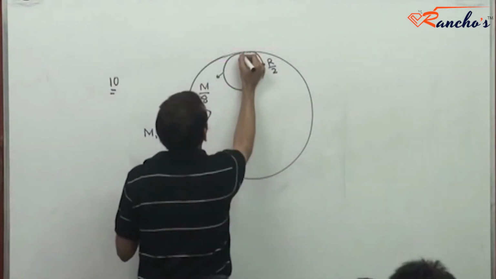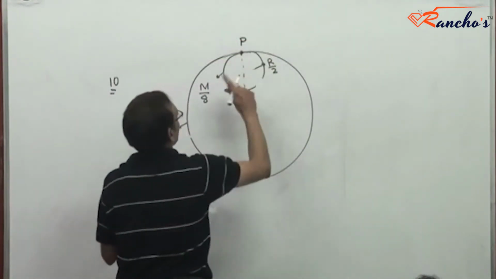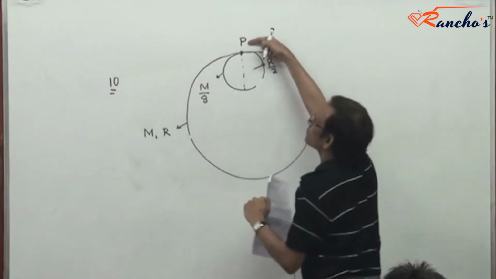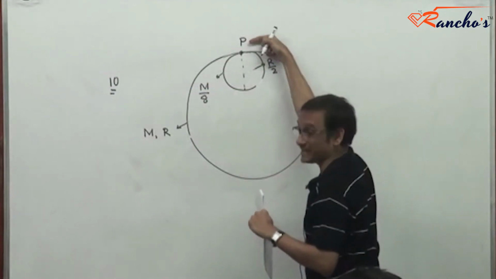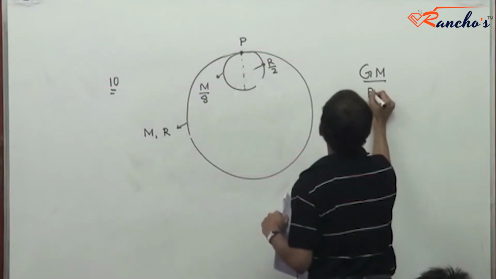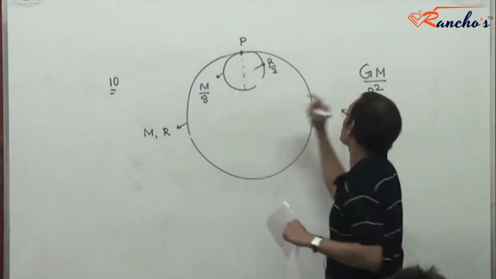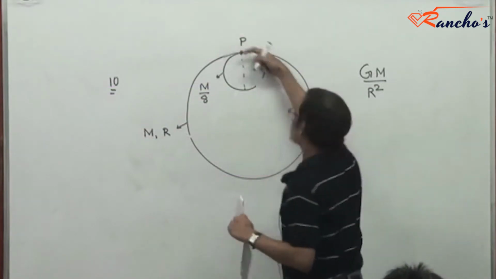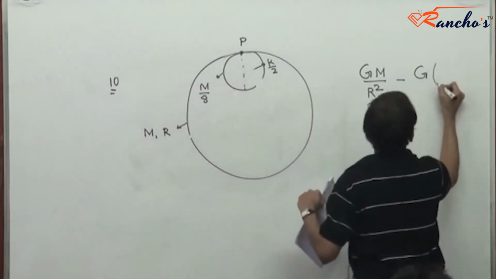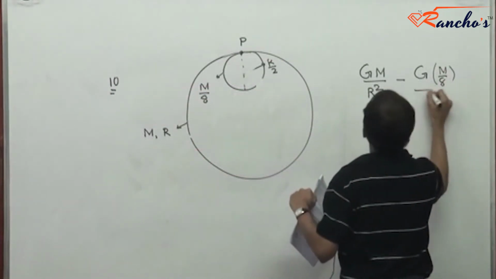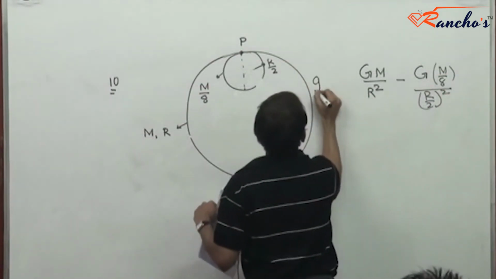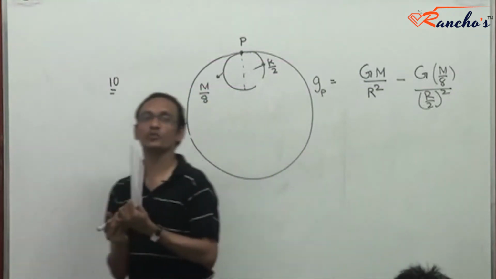Now the gravitational acceleration at this point p, if this was not excavated, would have been g times m divided by r squared, right? But now remove the effect of this. The effect of this is like g times the mass of this, which is m by 8, divided by r by 2 squared. So that would be the net g at p if this excavation is carried out.